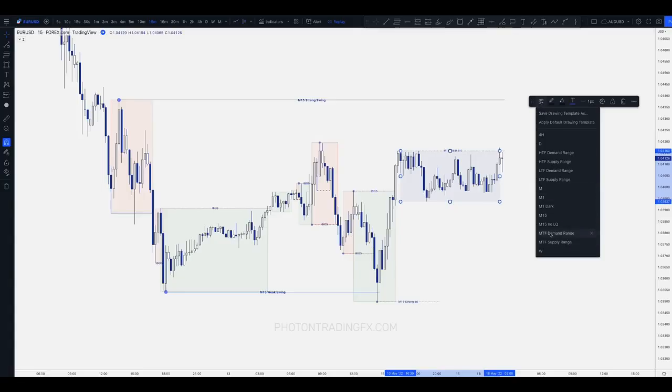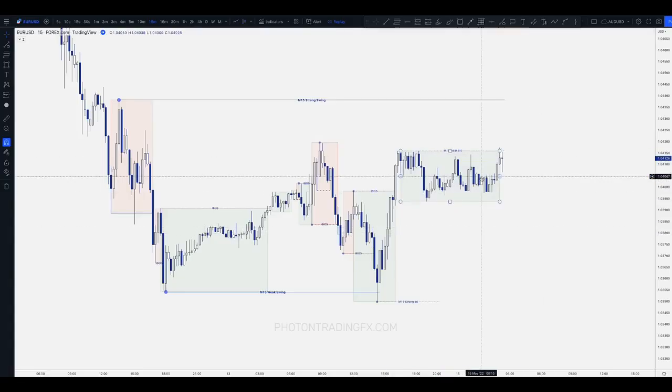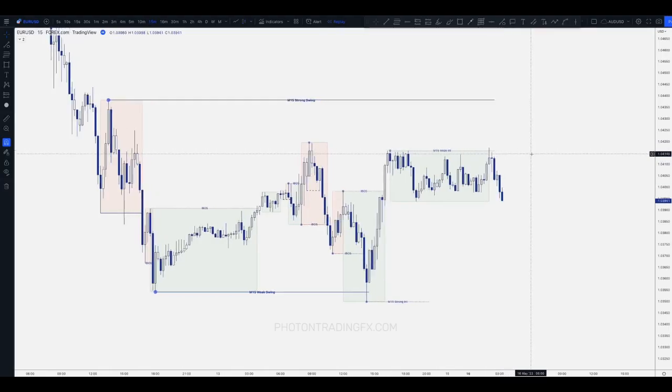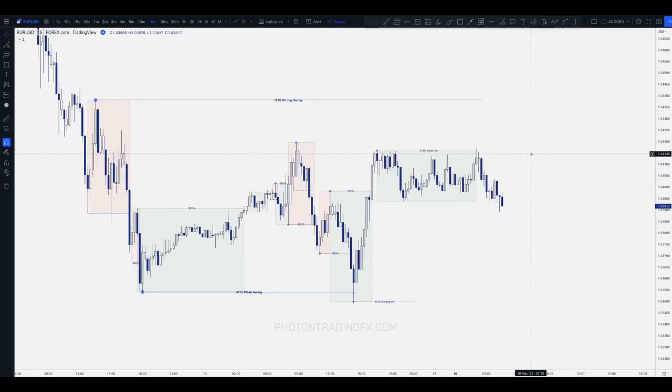So that would be your medium time frame, so M15 demand range, right? But we haven't had a BOS yet, okay? We haven't had an IBOS yet. So let's move this along, okay? And then we get a break to the downside.